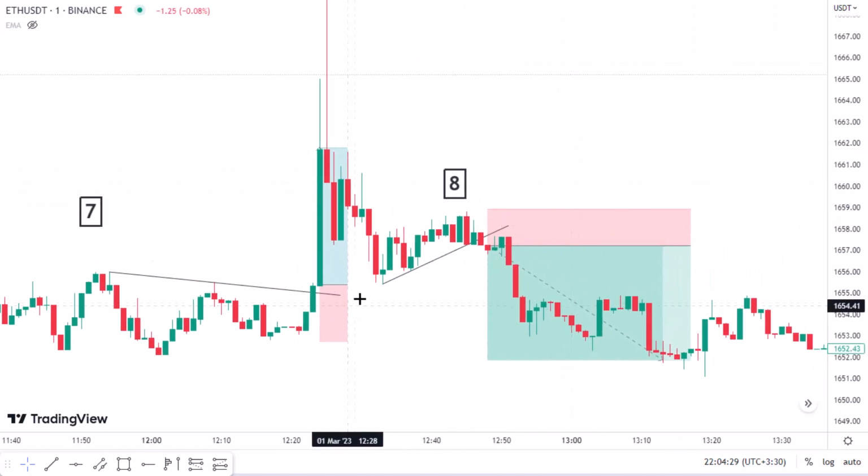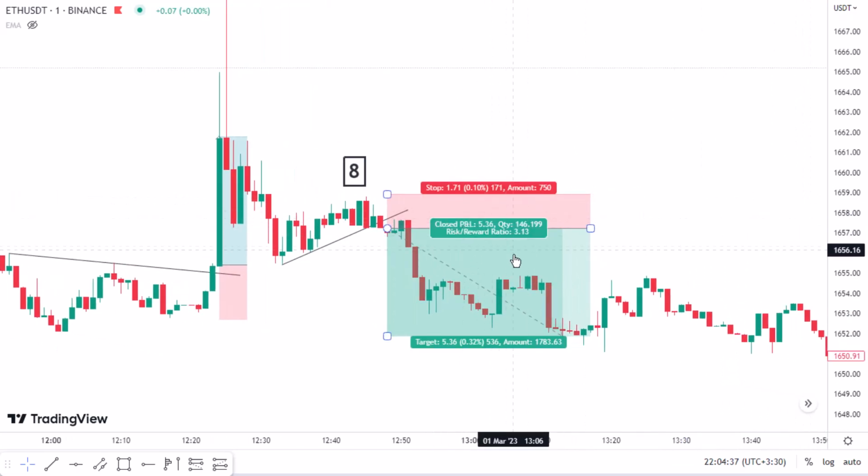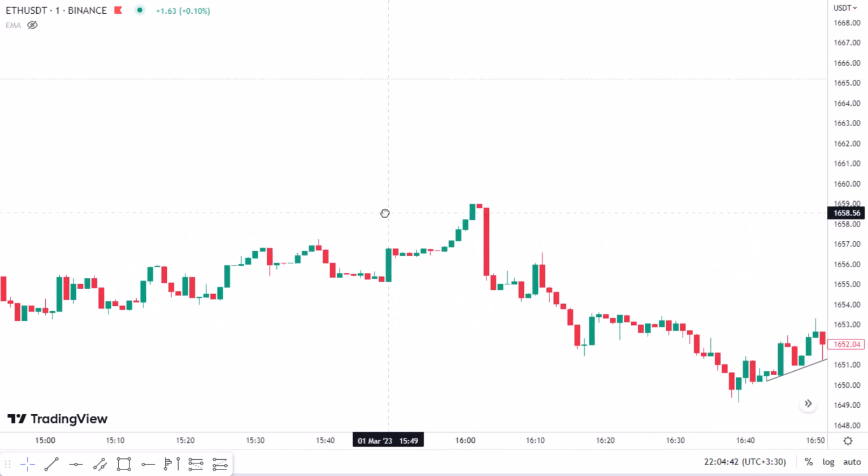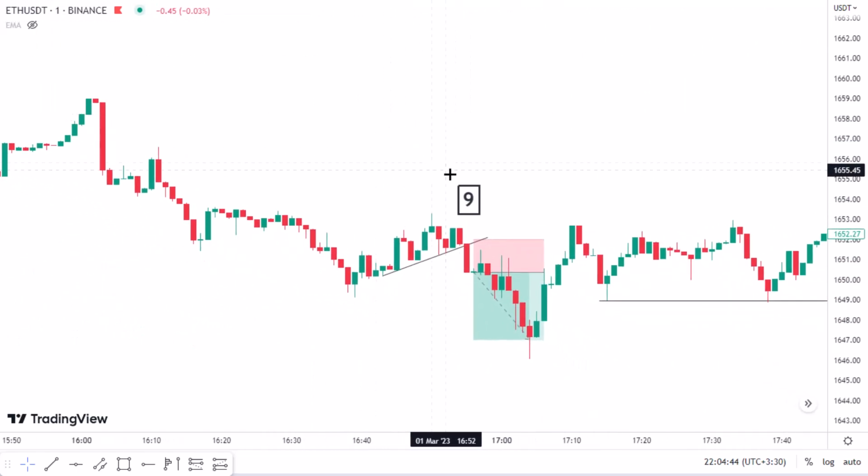On the trade 8, we have a trend line here with 3 touches. Actually it is broken here, we enter the sell position, put our stop loss somewhere safe, and it gives us a reward of 3.1.